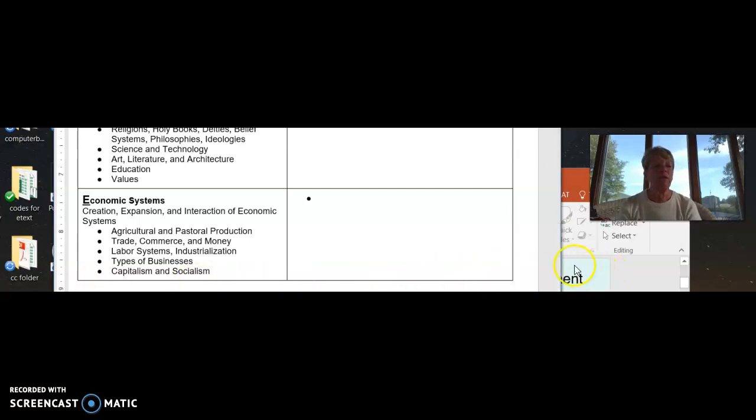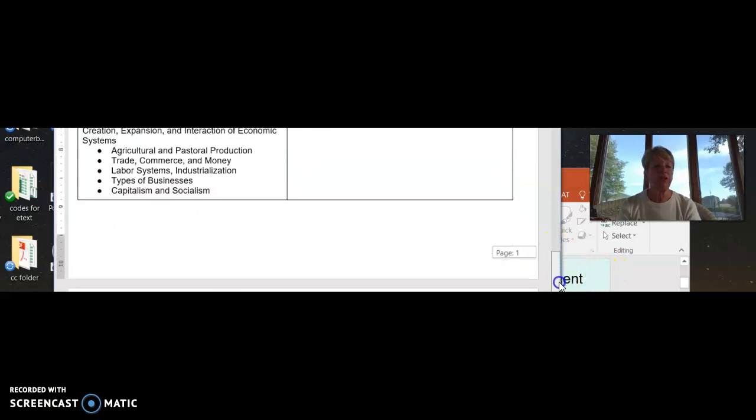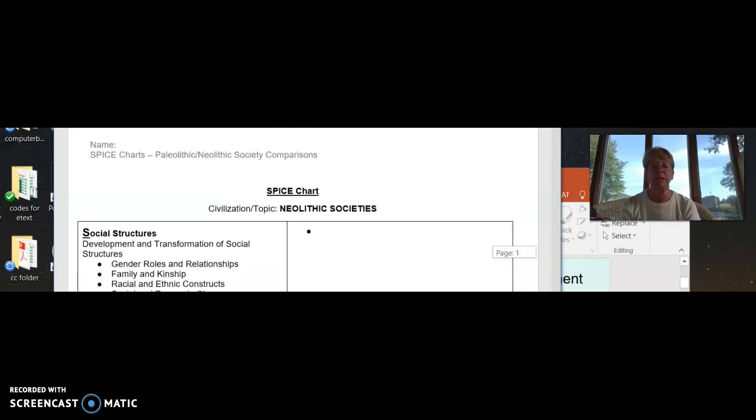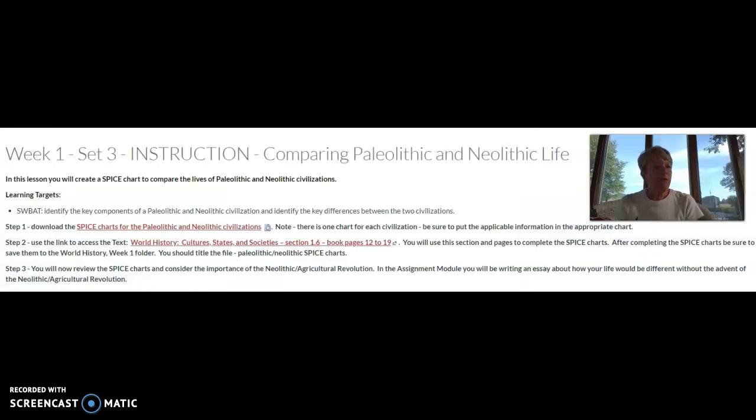If you notice, there are two separate charts. The second chart is for the Neolithic societies. When you're finished with your SPICE charts and your reading, then you will review those and you will move to the assignment module. And in the assignment module, there is a writing prompt, and it will ask you about how your life would be different without the advent of the Neolithic revolution.